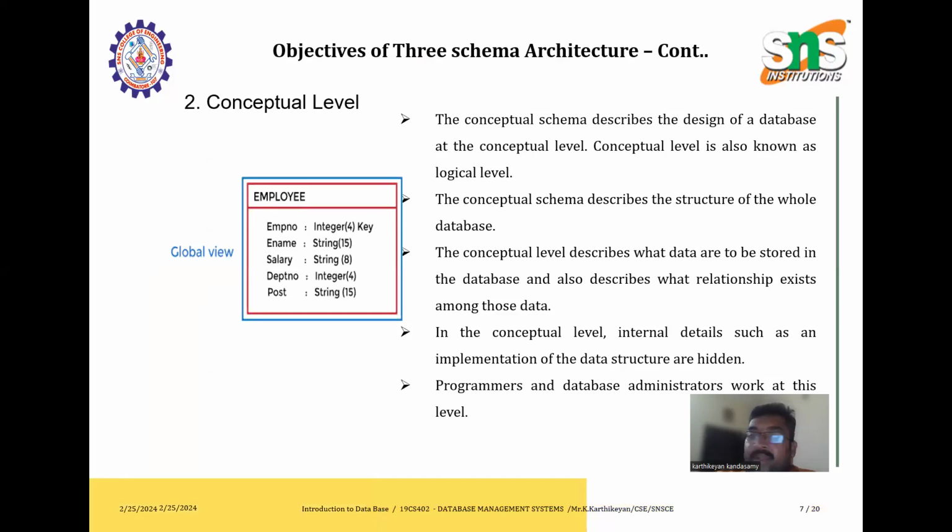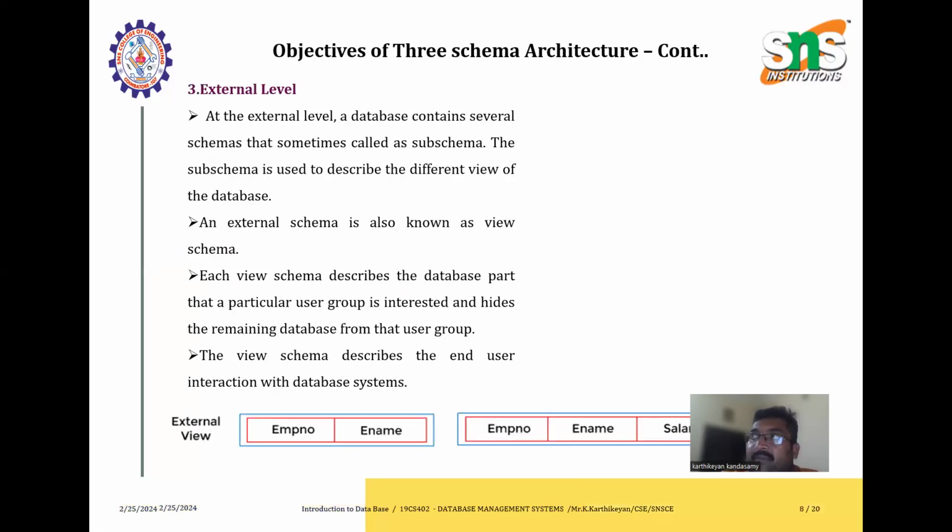Third, the conceptual schema, which shows only the global view. It describes the design of the database at the conceptual level, also known as the logical level. It describes the structure of the whole database. Next, the external schema. The external level contains several schemas, sometimes called subschemas. The subschema describes different views of the database. The external schema is known as the view schema. For example, external view: employee number, name, and salary.